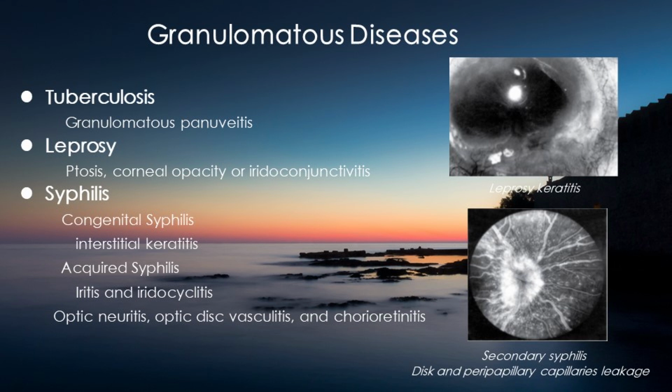Many granulomatous inflammatory diseases often affect the eyes. Except for the lens, the eye tissues have the possibility of tuberculosis. Ocular tuberculosis results from endogenous spread from systemic foci. A granulomatous panuveitis may occur. More than half of leprosy patients have eye damage. The symptoms were ptosis, corneal opacity, or iridoconjunctivitis. The most common eye lesion in congenital syphilis is interstitial keratitis.